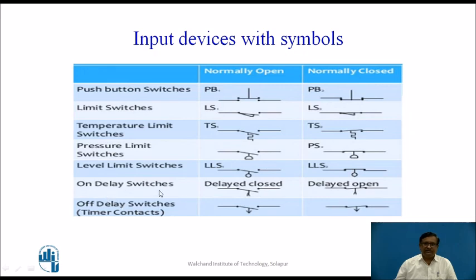Then here are on-delay switches. This is equivalent to the software timer. On delay means when you activate this, after a certain time this is closed, say for 5 seconds or something like that, and after 5 seconds this is open. This is the off-delay switch. As soon as you activate it, it becomes closed, but after a certain time it becomes open, and here after a certain time it becomes closed. So this way we have different input devices with their symbols which are used in a ladder diagram.